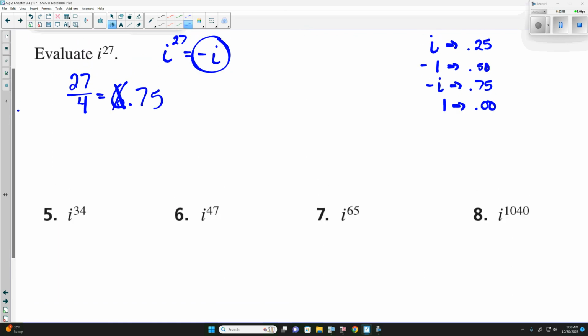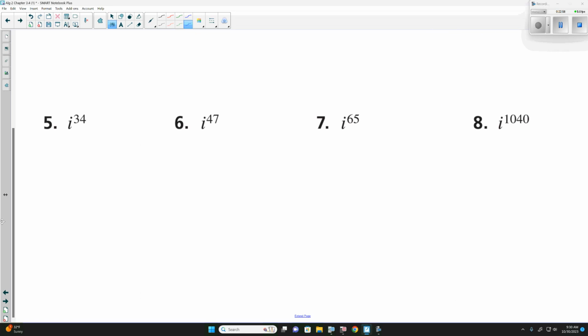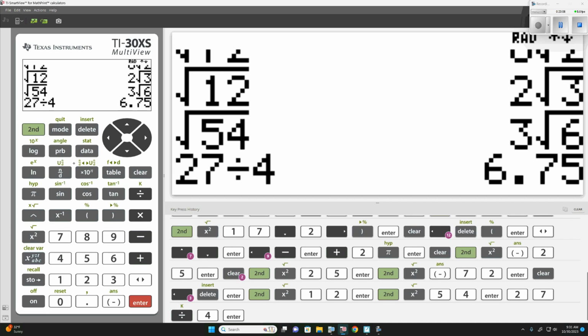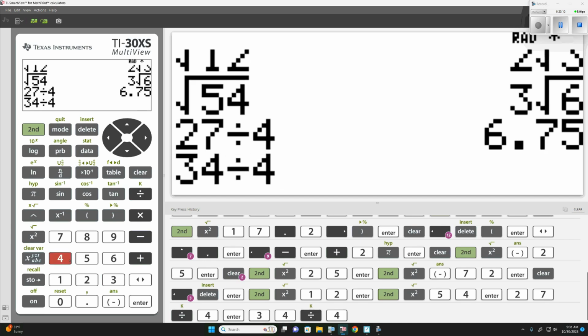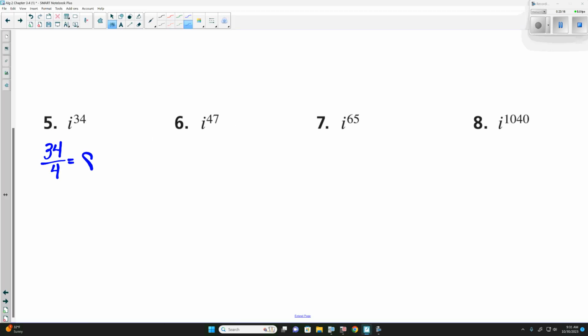We're ready to look at the next one. i to the 34th. Well, we can take 34 and divide by 4. 34 divided by 4 is 8.5. It'd be our 0.5, and 0.5 matches up to negative 1. So i to the 34th is negative 1.